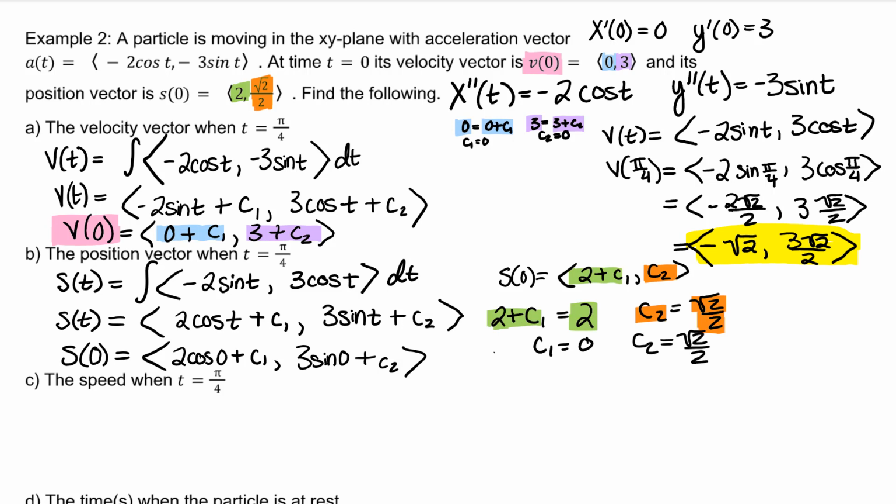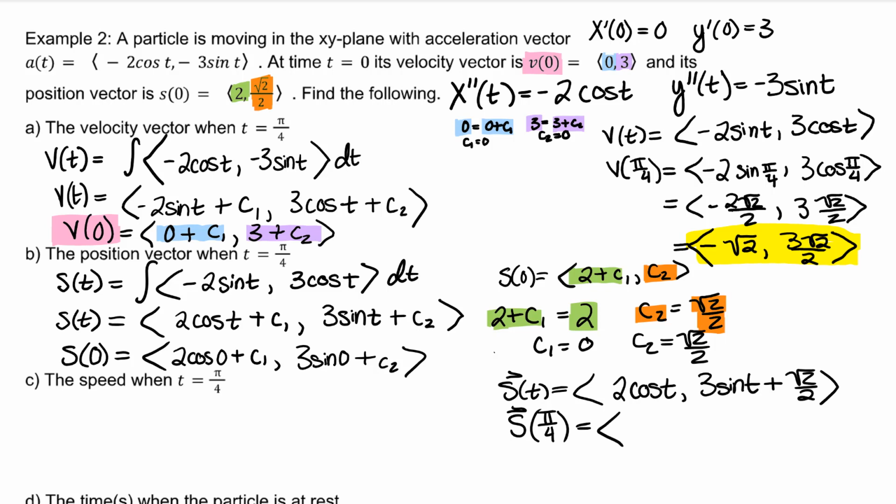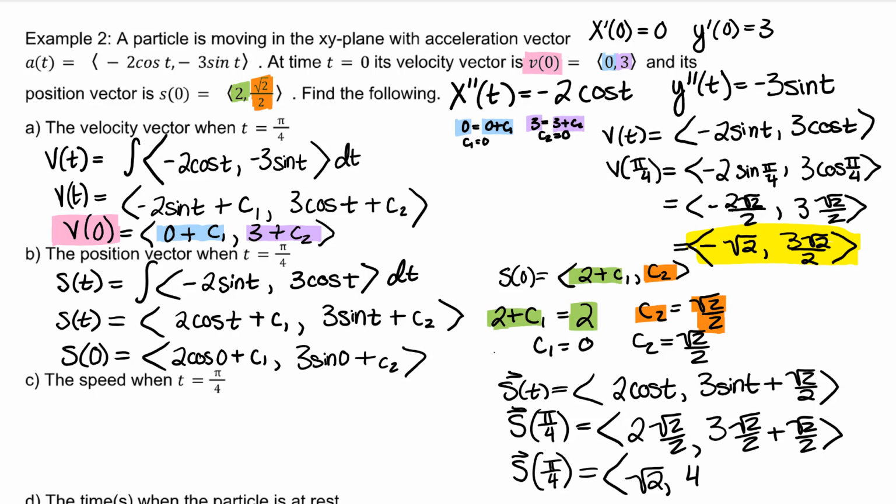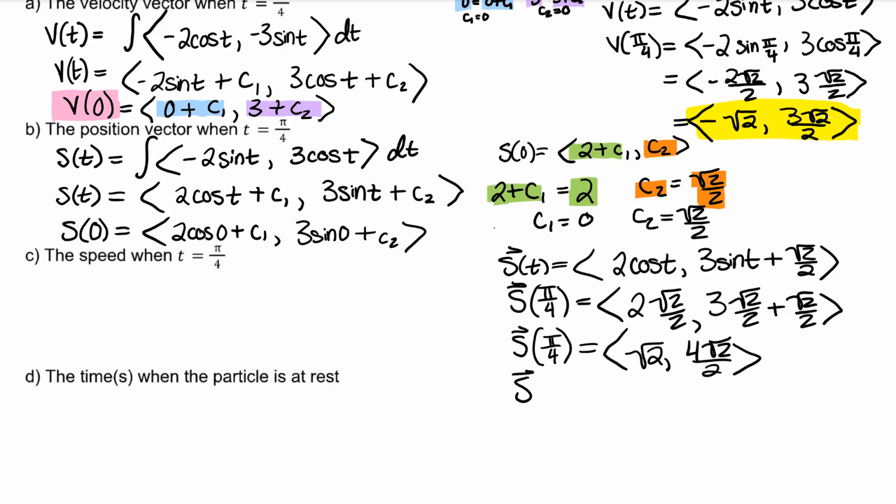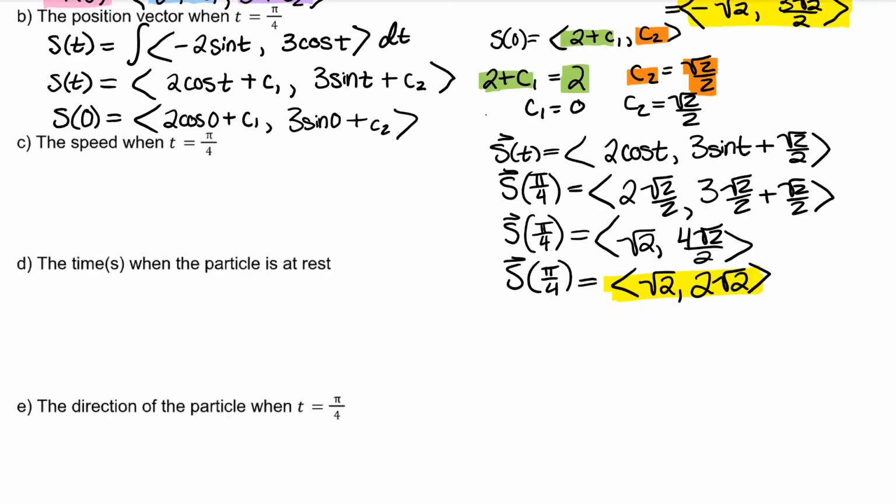Now that we have our c values, we can write our position vector. And now we'll plug in pi/4. And we get root 2, 2 root 2.